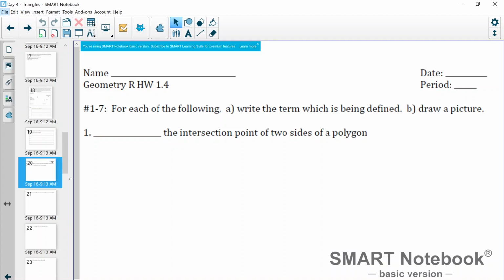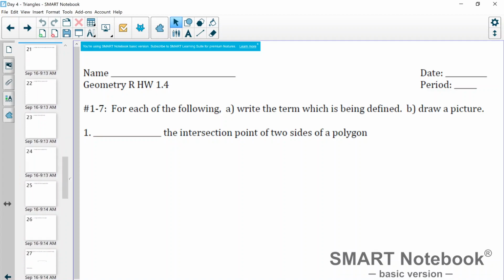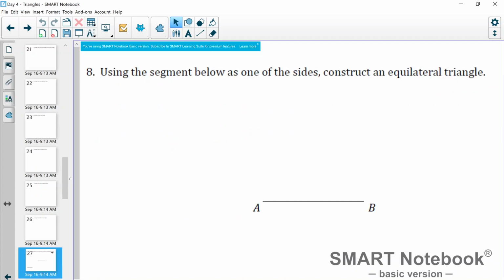Regarding the homework for triangles, again, just like before, we have a whole bunch of vocabulary, drawing diagrams to go along with the vocabulary for the first few problems. You can use the notes in order to figure out the appropriate word that you should be using. Once we're through the vocabulary, we are tasked with constructing an equilateral triangle.